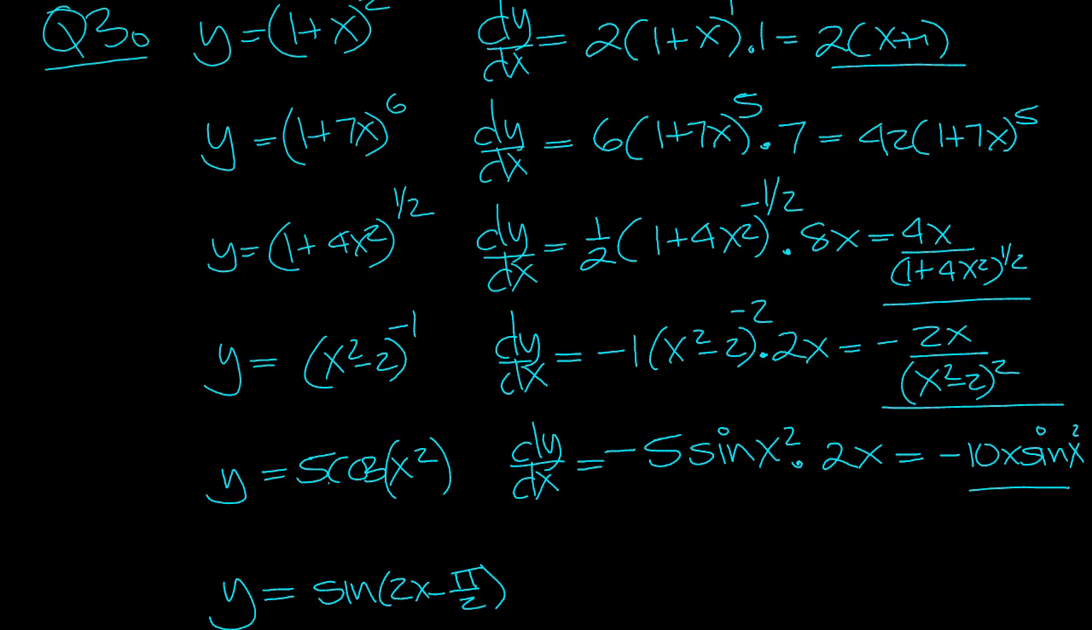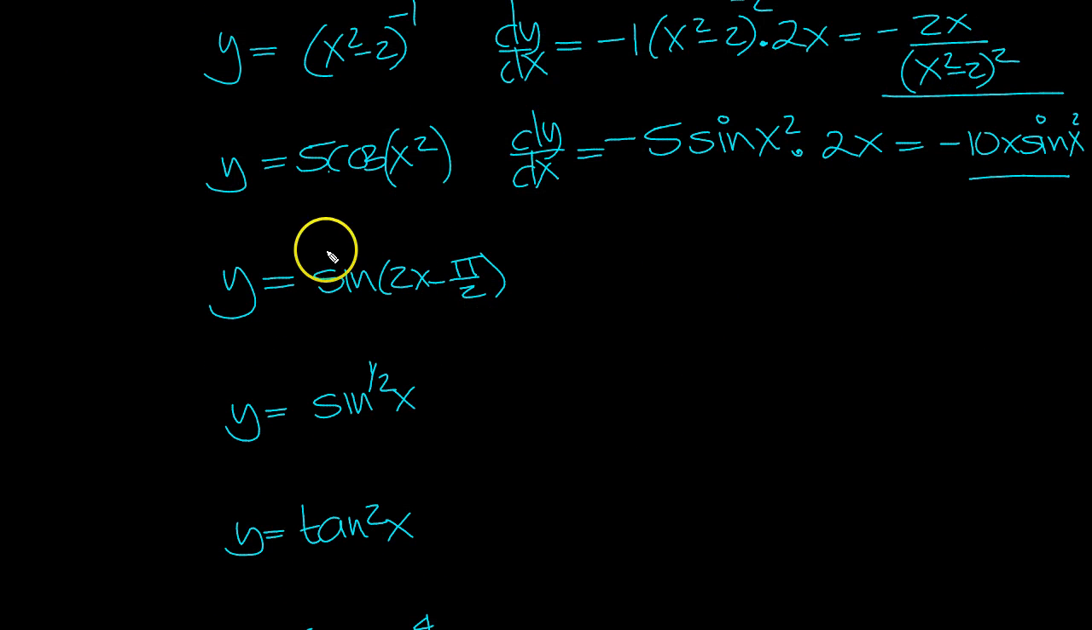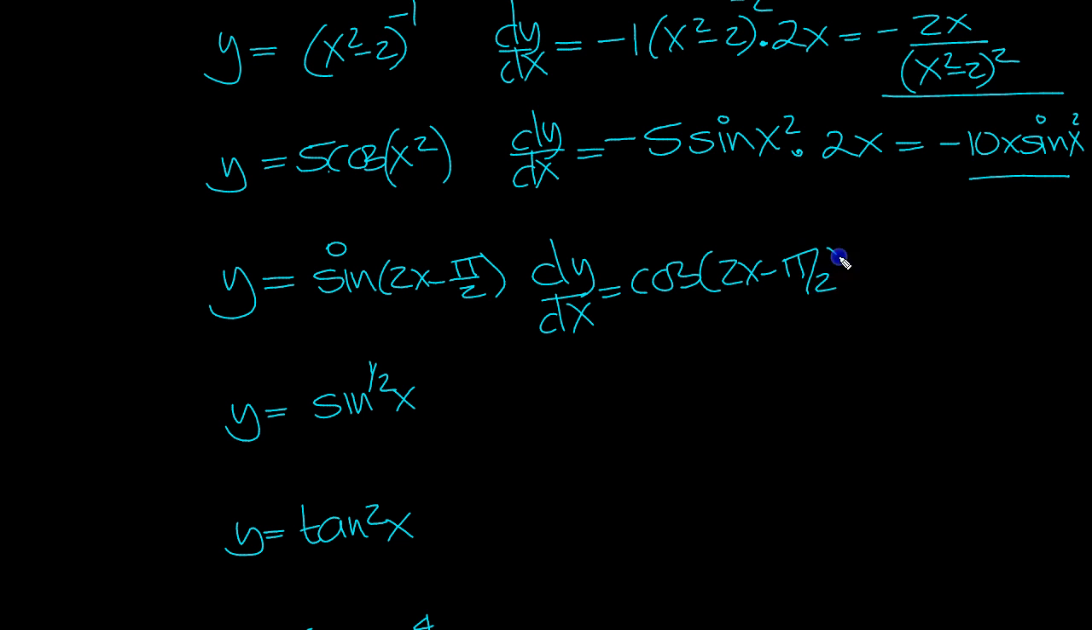Next one. Sine of something differentiates to cos of something, doesn't it? So it's cos of something multiplied by the something differentiated. This differentiates to 2. So we equal 2 cosine 2x minus pi over 2.